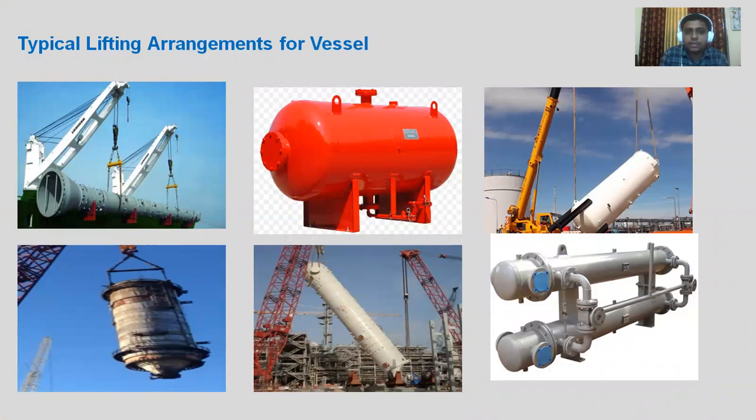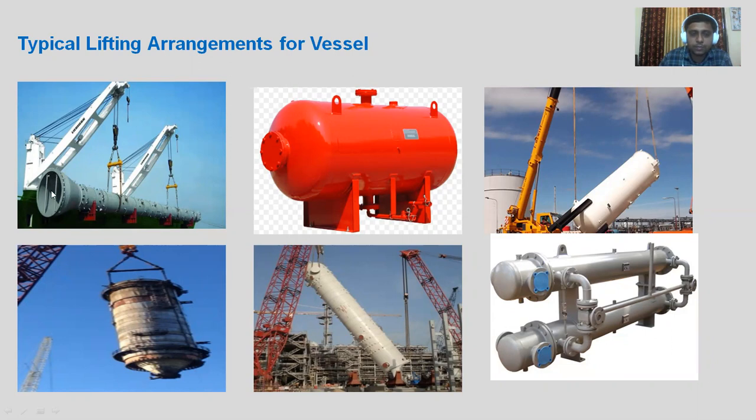So, typical lifting arrangements for the vessel. We can see over here. Let's start from the topmost left side. So this is the equipment. This is typically a vertical equipment, as we can see over here. A flared type of skirt support is there, and there are some tailing beams also provided.